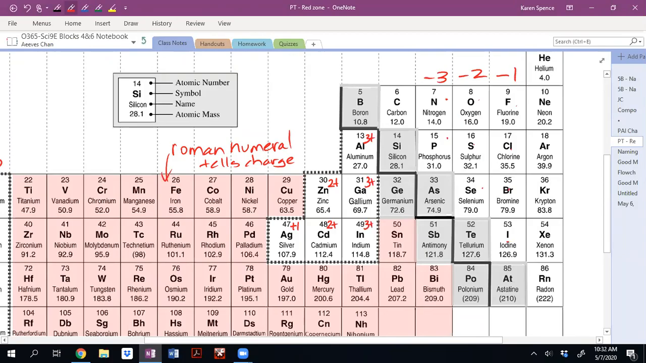So in order to balance the charges, you need to know the charges. How do you know the charges? Either a Roman numeral is going to tell you, or you're going to look at your periodic table and say, where is that element? If I have chlorine, I know it is -1. If I have sulfur, I know it is -2.